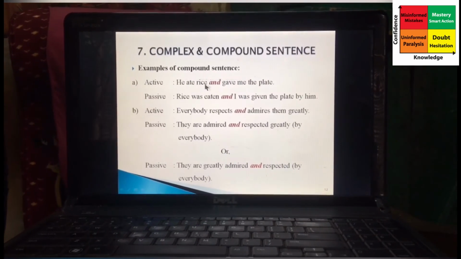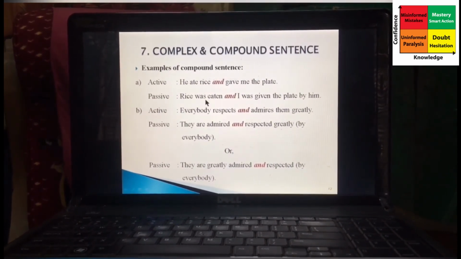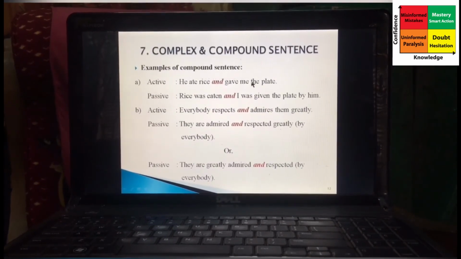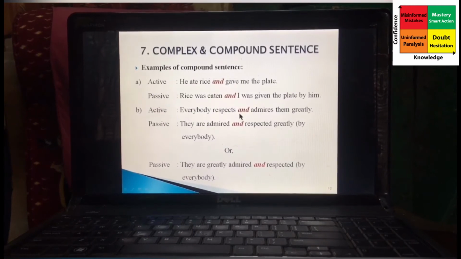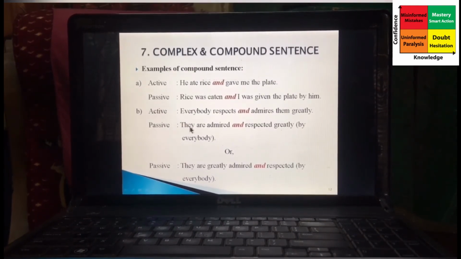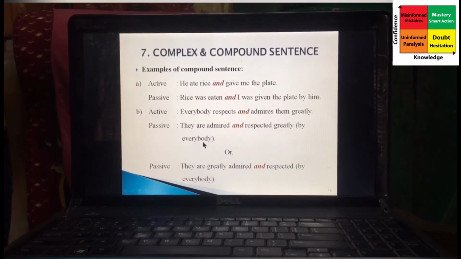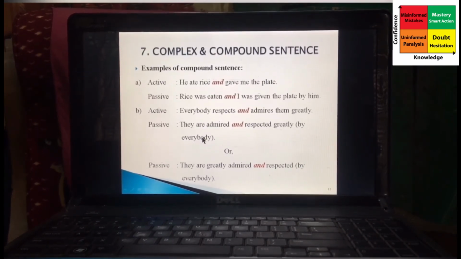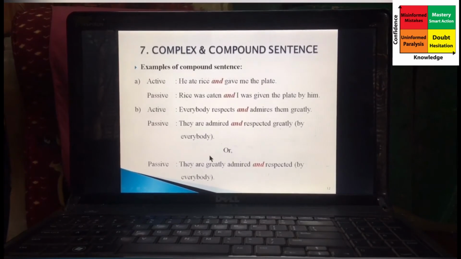He ate rice and gave me the plate. So the first one we did: rice was eaten and I was given the plate by him. Everybody respects and admires them greatly. They are admired and respected greatly by everybody. By everybody, if we write, no problem. If we don't write, also no problem, because it can be guessed easily.